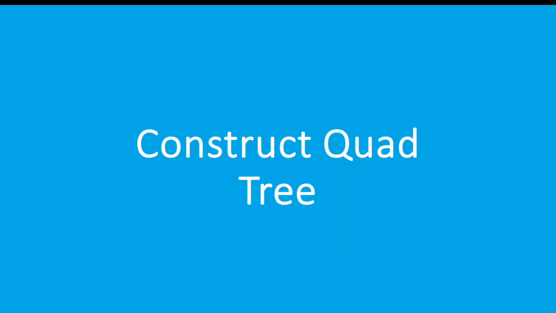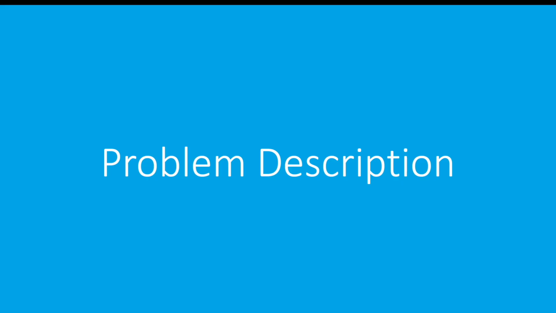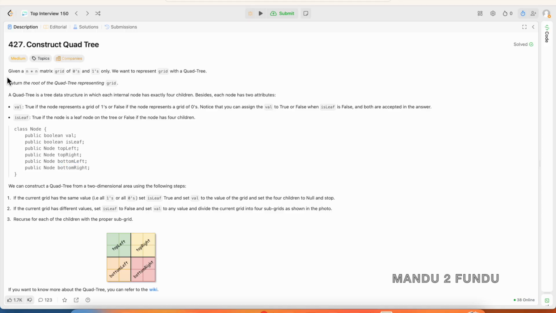In this video, I'm going to explain how to construct the quad tree. Let's look at the problem description. We are given an n by n matrix grid with values zeros and ones only, and we want to represent the grid with a quad tree, and we have to return the root of the quad tree that represents the grid.